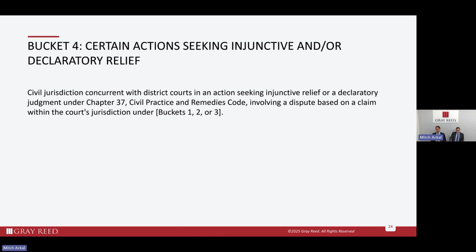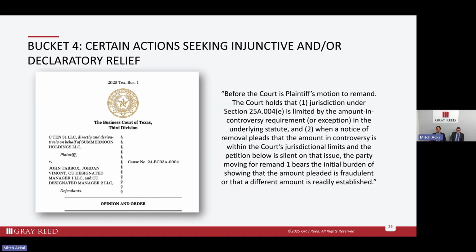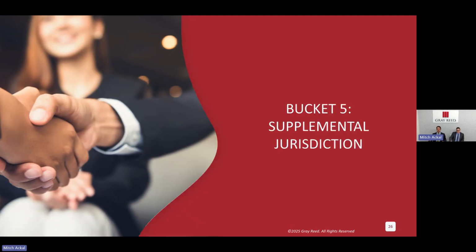And so we'll be able to make arguments like you make in federal court when you're trying to satisfy the $75,000 threshold requirement, that yes, I'm seeking declaratory relief, but the value of that relief is going to be in excess of either the 10 or the $5 million, depending on the other bucket you're trying to get into. And this is the case that recently came out where the court held just that, and we'll get into that a little bit later.